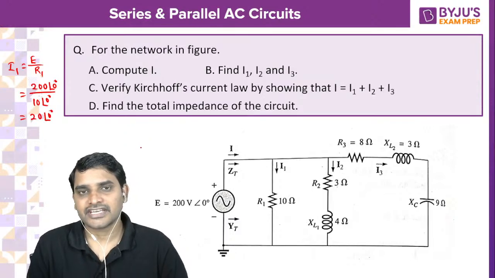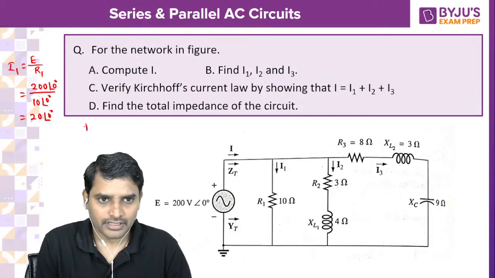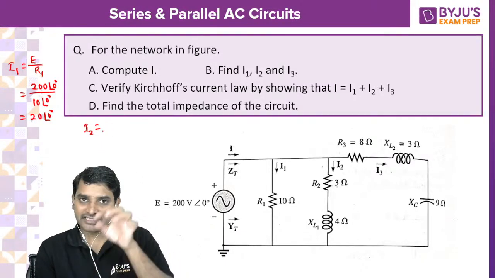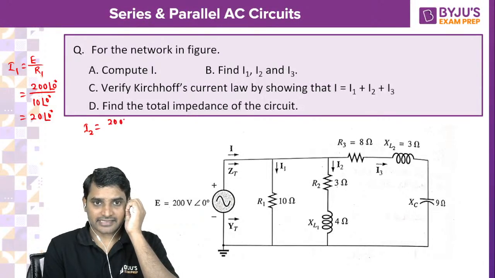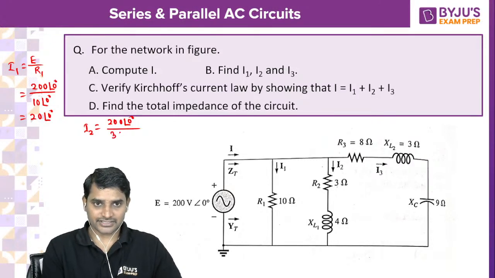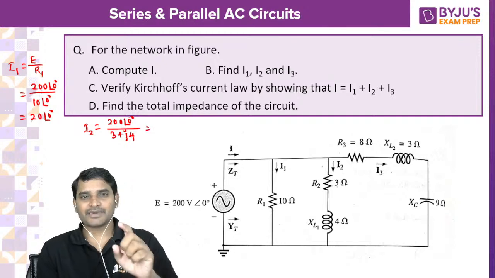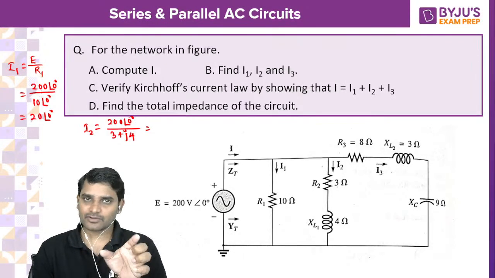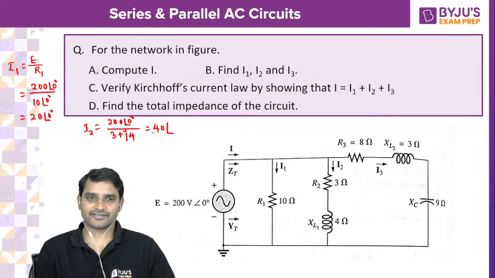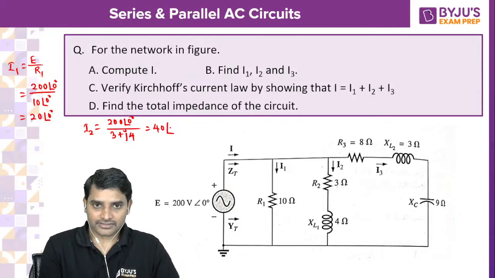Now take out I2. I2 is equal to E divided by that path impedance. E is 200 at an angle 0 and the impedance is 3 plus j4. 3 squared plus 4 squared is 25, and the root of 25 is 5. So 200 divided by 5 is 40, at an angle tan inverse of 4 by 3, which is 53.13. So it is 40 at an angle minus 53.13.